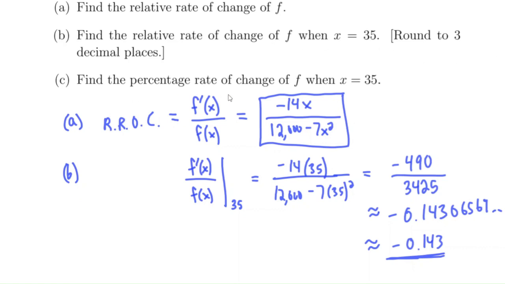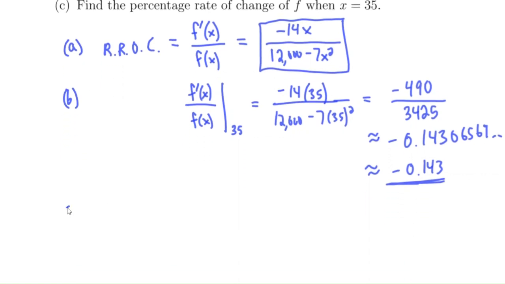Now, what is the percentage rate of change? Well, we just take this number and multiply it by 100. So that's pretty easy. The percentage rate of change is going to be negative 14.3%. That's the percentage rate of change of the function.